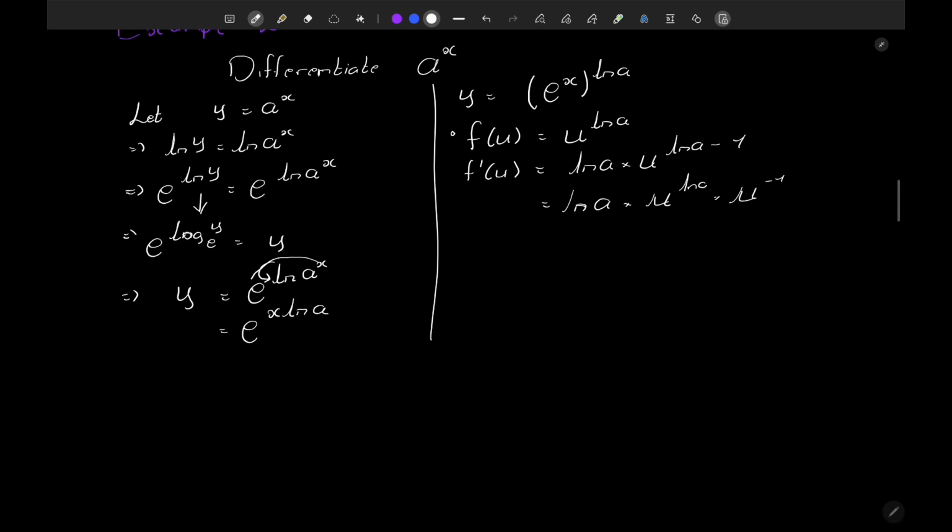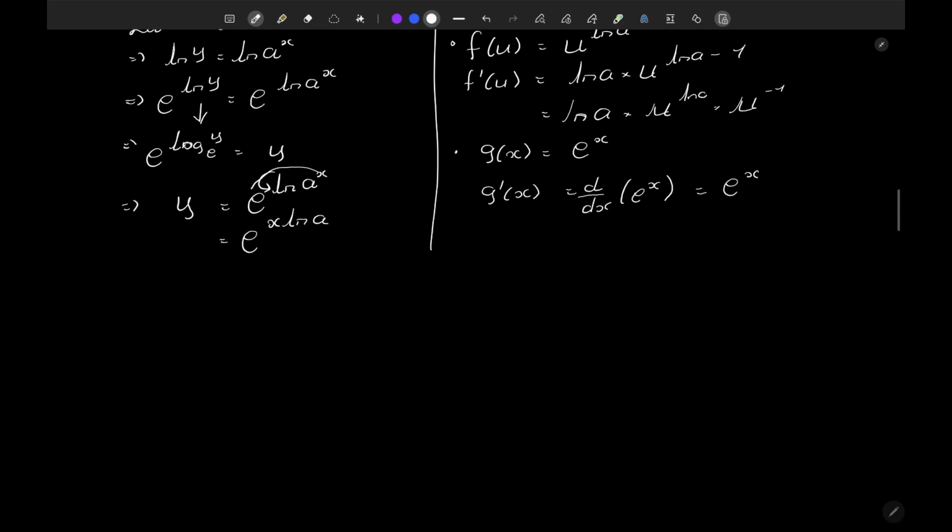What is the next step? We need to identify our inner function. Our inner function, which we are going to refer to as g, is going to be the function g of x equal to e to the x. Now we need to calculate the derivative of this inner function, which is g prime of x. So what is g prime of x? g prime of x is equal to the derivative with respect to x of the function e to the x, which is going to be equal to e to the x, as shown in our first example above.